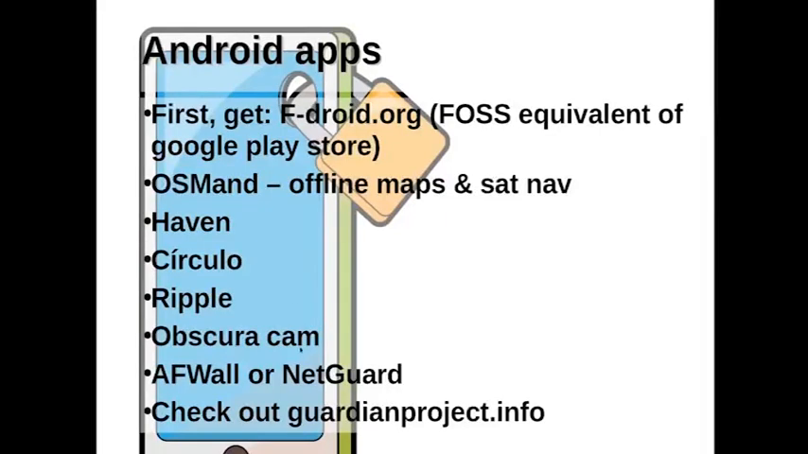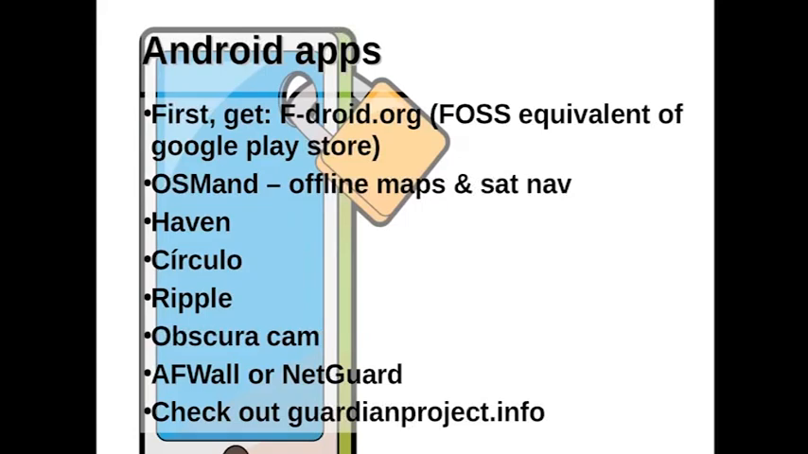ObscuraCam. This is great for perhaps demonstration situations where you can take photos and it has automatic face detection, and then you can program it to basically blur or blotch out people's faces if you want to take a photo but not reveal the identity of people in that photo.